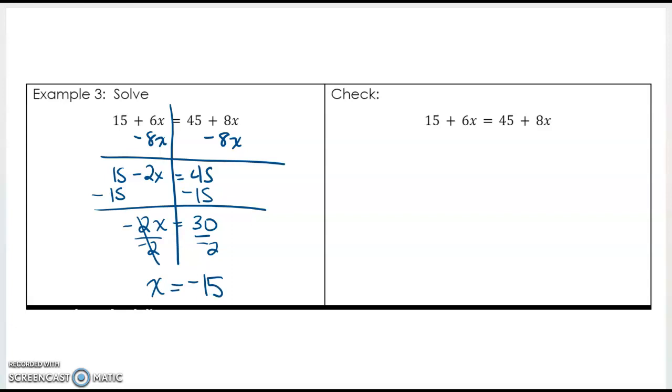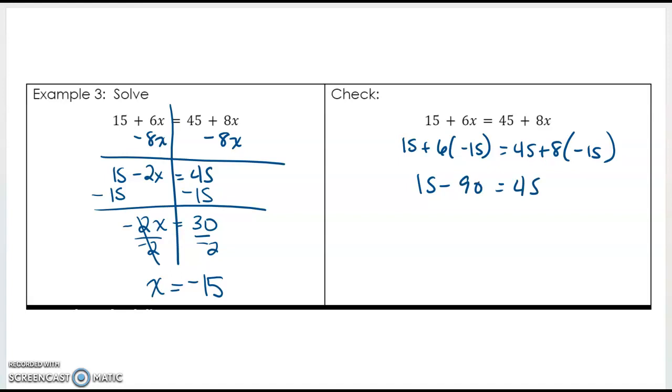But let's check our answer and see if we're correct. We're going to replace x with negative 15. 6 times negative 15 becomes negative 90. 8 times negative 15 becomes negative 120. 15 minus 90 is negative 75. 45 minus 120 is also negative 75. So I know that my equation does indeed balance and x has to be negative 15.